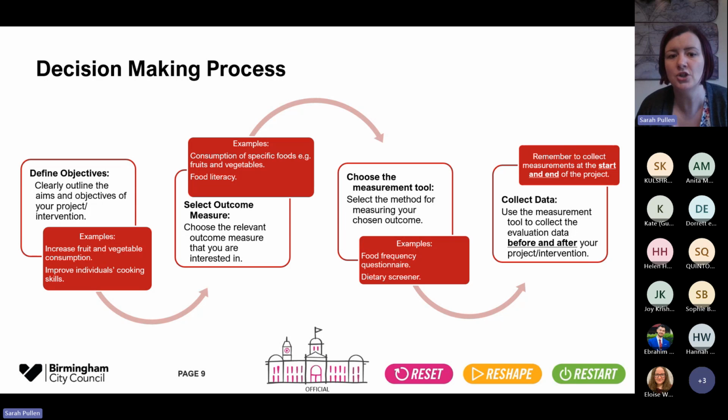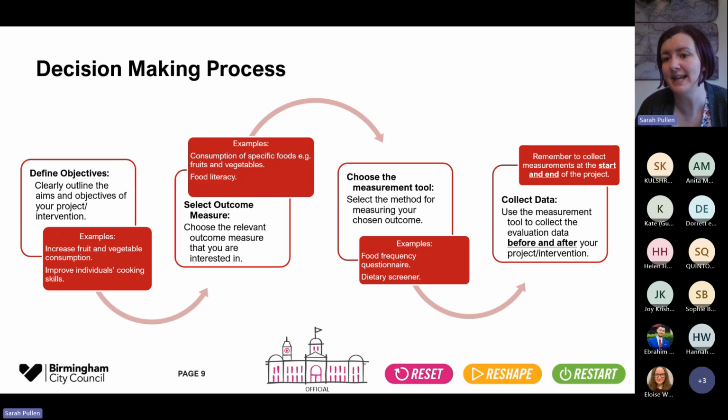Once you know what it is you're trying to achieve, it helps you select your outcome measure. So you need to choose the outcome measure that's relevant to what it is that you're trying to achieve. So examples could be consumption of specific foods, so fruits and vegetables, or it could be level of food literacy, other things that you want to measure. Once you know what you want to measure, then you can explore what measurement tools you can use. So it's important to select the correct method for your outcome. So for looking at consumption of particular types of foods, a food frequency questionnaire might be useful, or a dietary screener. And there's also some food literacy tools too.